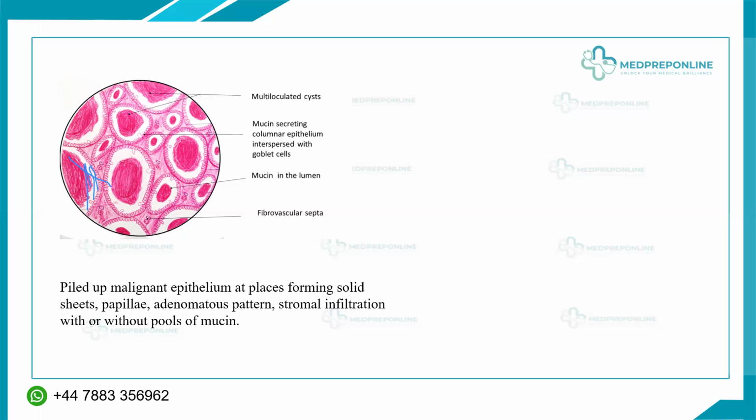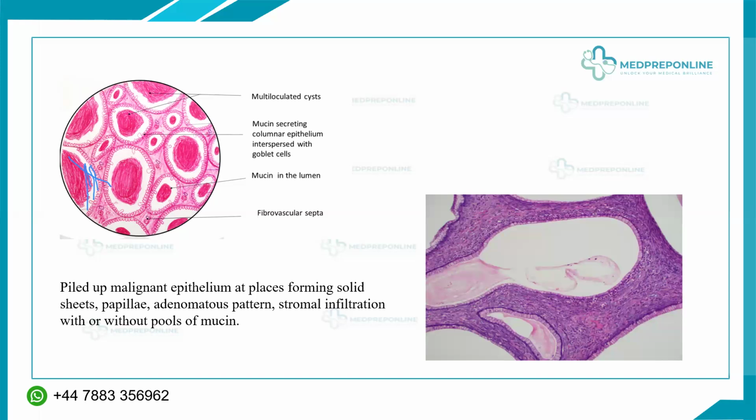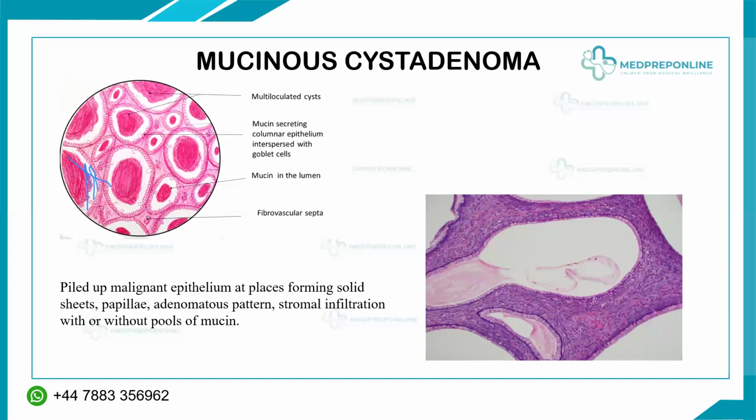So piled up malignant epithelium at places, you can see a lot of different patterns. They could be solid, papillae, as well as stromal infiltration, and there'll be pools of mucin. Again, you can see the picture with stromal invasion as well as mucin in the lumen of the cells. So this is mucinous cystadenoma.